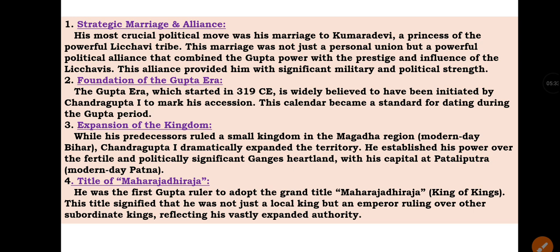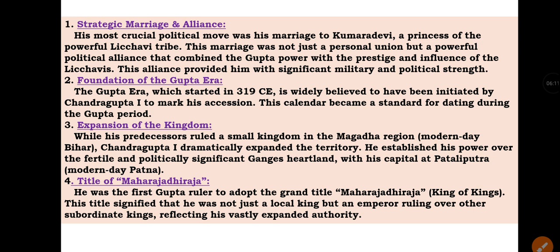So let us look briefly at some of the aspects of the ruling of Chandragupta I. At first, strategic marriage and alliance. His most crucial political move was his marriage to Kumara Devi, a princess of the powerful Lichchhavi tribe. This marriage was not just a personal union but a powerful political alliance that combined the Gupta power with the prestige and influence of the Lichchhavis. This alliance provided him with significant military and political strength.